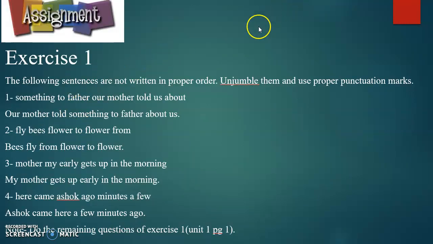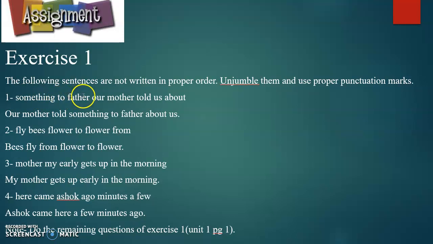Let's check our knowledge. Exercise number 1. The following sentences are not written in proper order. Unjumble them and use proper punctuation marks. Students, any kind of words, if not written in proper order, we cannot call a sentence. For getting a meaningful sentence, we have to put all the groups of words in proper order. So, we start from number 1.